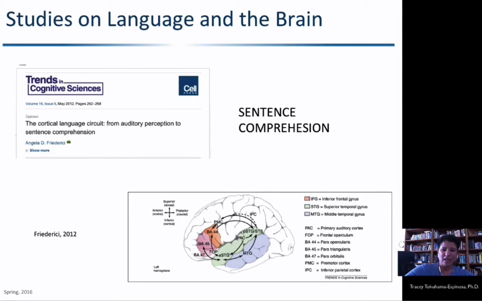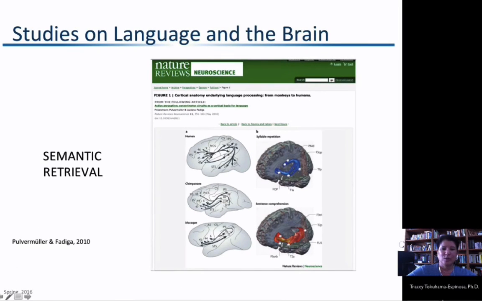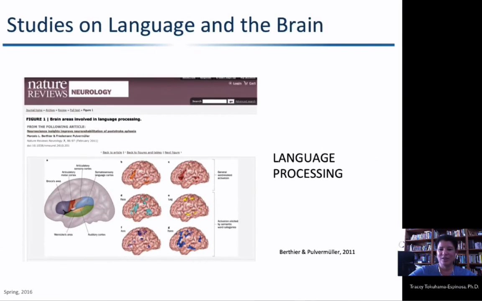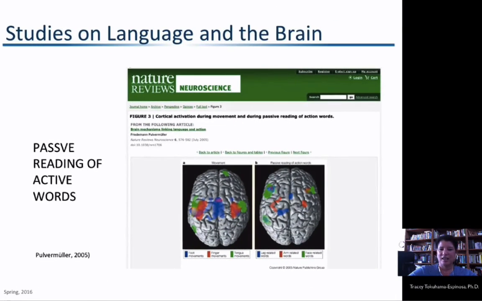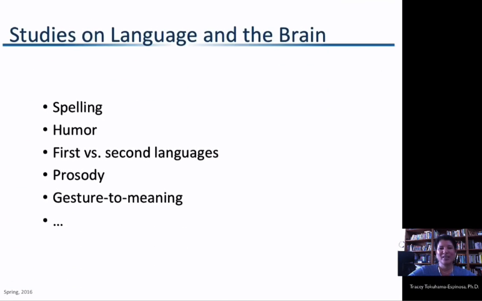Sentence comprehension involves so many different pieces of your brain working all together, as does semantic retrieval, when you're trying to remember what that word means. That's the tip of the tongue phenomenon, when you're trying to find the exact word or a synonym for something. You have to dig deep into your brain to do that. General language processing, passive reading of active words, active reading of passive words, they do different things in the brain. These are different parts of the brain that are used. And as you pick it apart, there are also other pathways for spelling, for humor, first versus second language, prosody or intonation, hand gestures to meaning.